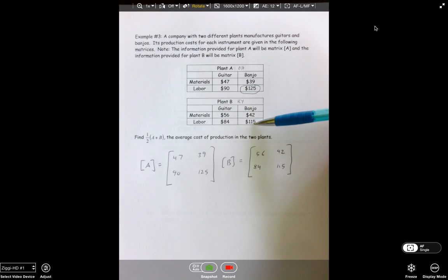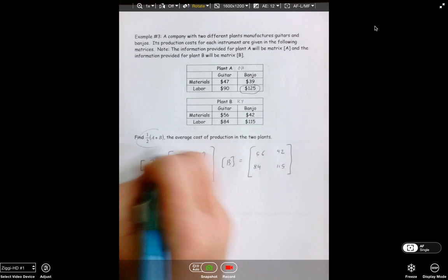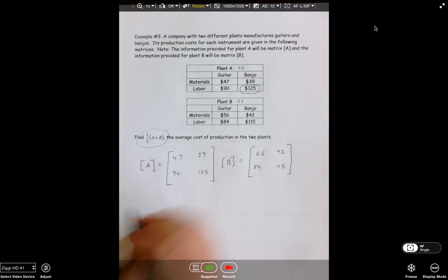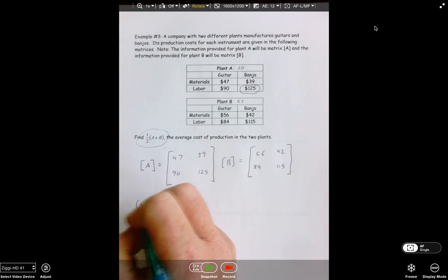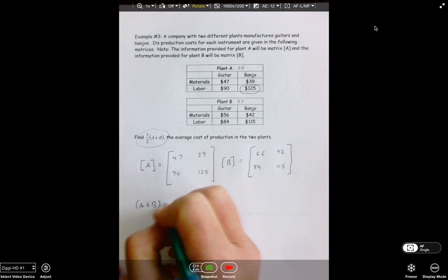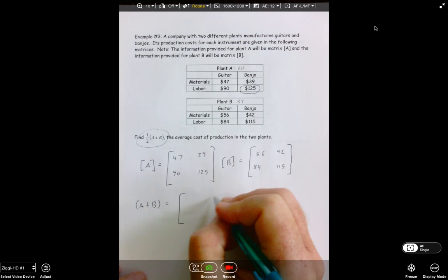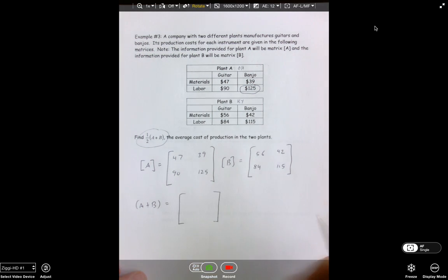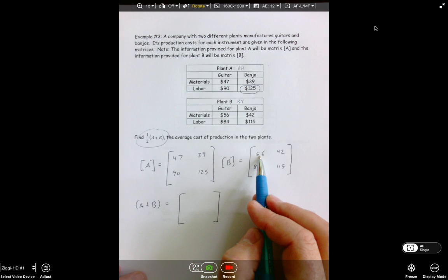So apparently the labor for banjos and the labor for guitars is cheaper the way I've set this up in Kentucky, and I just randomly chose that. But it's cheaper for plant B. Okay, so what we want down here is we want 1/2 A plus B. Well, guys, the A plus B part is really simple. We have two 2x2 matrices, so we're going to add the corresponding parts.